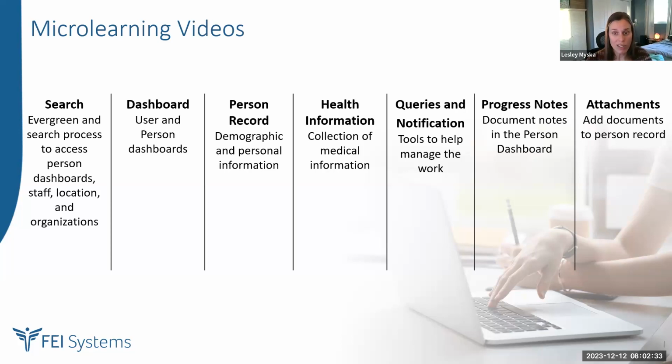There's one for progress notes, which will show you how to create a progress note if your role has access to do so. And then one for uploading attachments to the person's record for important documents that will supplement the information that's captured in the Evergreen system. Please note that we will not be covering all these topics today, so you'll want to be sure that you do watch the microlearning videos if you haven't already, and you can always watch them again as a refresher if you choose to. Next slide, please, Miranda.